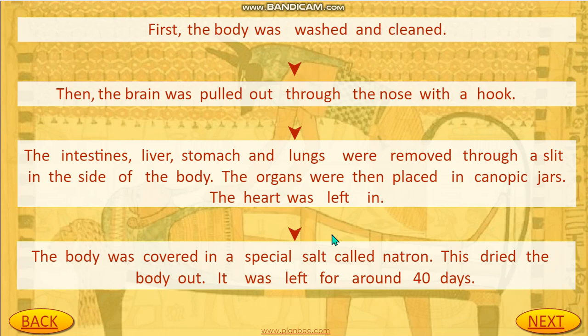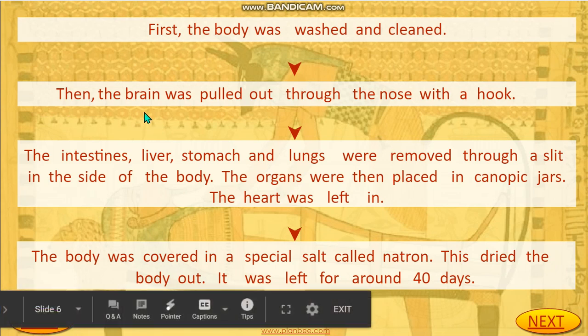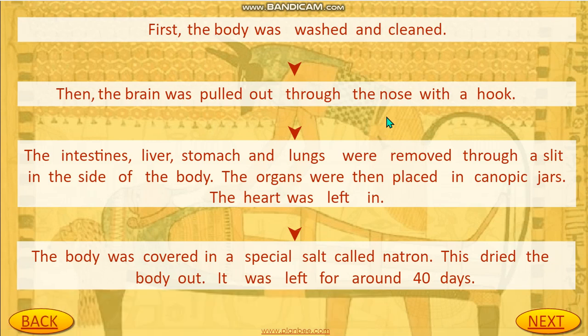First, of course, the body was washed and cleaned. Then the brain was pulled out through the nose with a hook. Yes, a hook is inserted through the nose just to take out the brain. The third step: the intestines, liver, stomach, and lungs were removed through a slit in the side of the body. The organs were then placed in canopic jars. One organ, of course, is one canopic jar.